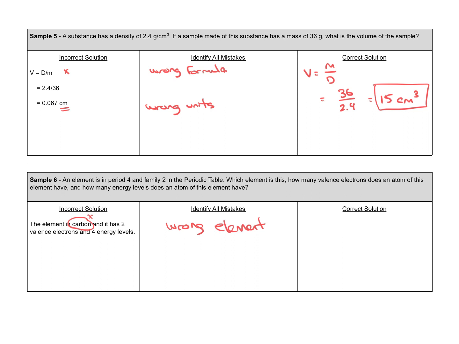Everything else is actually right, I think. I'll just go double check. 2 valence electrons. Let me color coordinate this here. 2 valence electrons. And is that correct? Well, it says family 2. So that's actually correct. And then we'll check the other thing, which is 4 energy levels. Is that correct? Well, it says the element is in period 4, and the period is indeed how many energy levels it has. So that stuff's actually correct. The only thing is they got the wrong element. The one that matches this would be calcium.